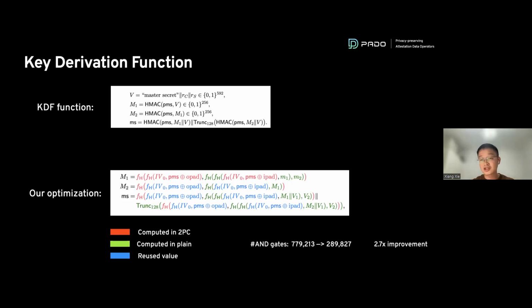So which in turn improves the whole communication size by 3 times. So yeah, that's the main idea of how we optimize all the circuits. It's a very complicated task, but we found a very nice way to optimize it and make the number of AND gates much smaller. So this is one part of what we do in the KDF function.